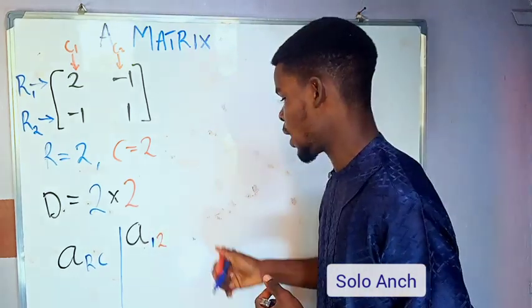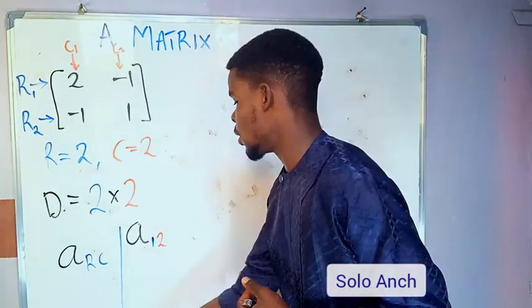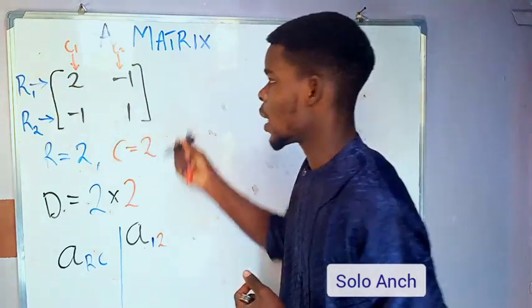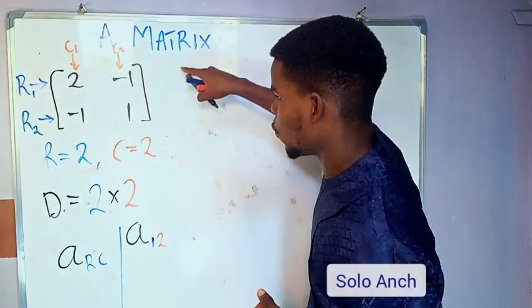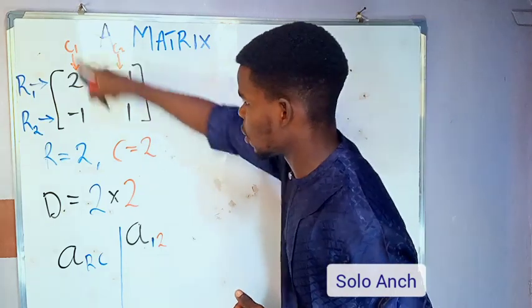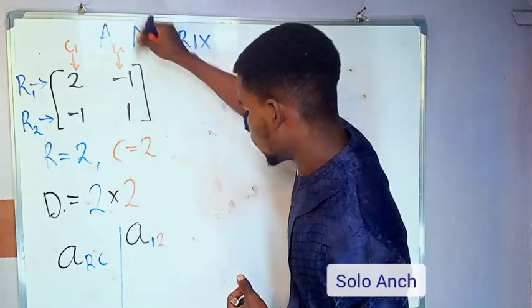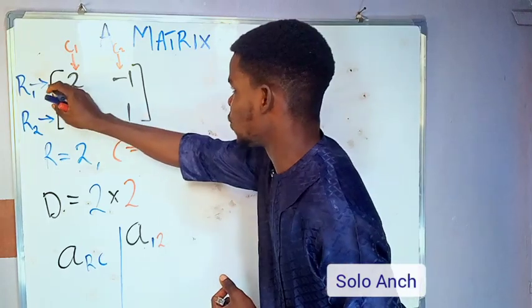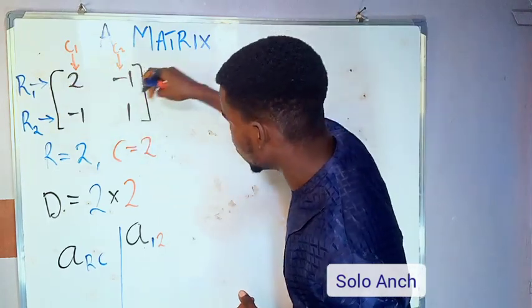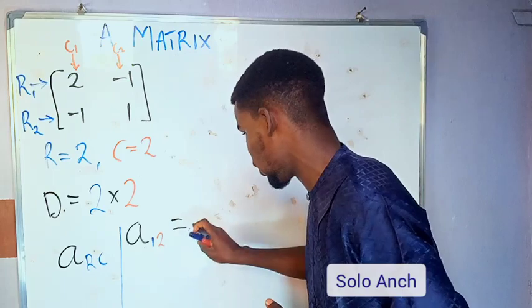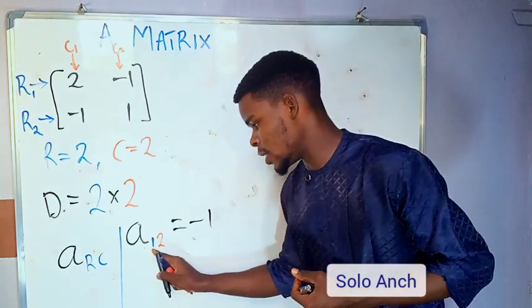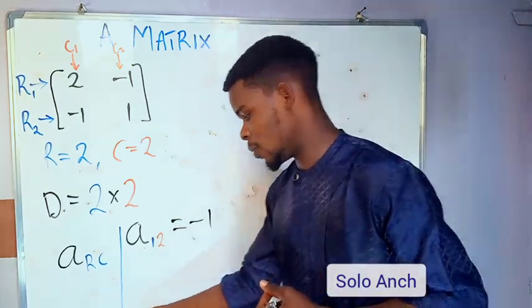Can you tell what that element is? Well, let's see. Row 1 is this first row, this is row 1, this is row 2. This is column 1, this is column 2. So row 1, column 2. When you try to mark, you will notice that the common element is this one, which is negative 1. So that is the element in the first row and the second column.